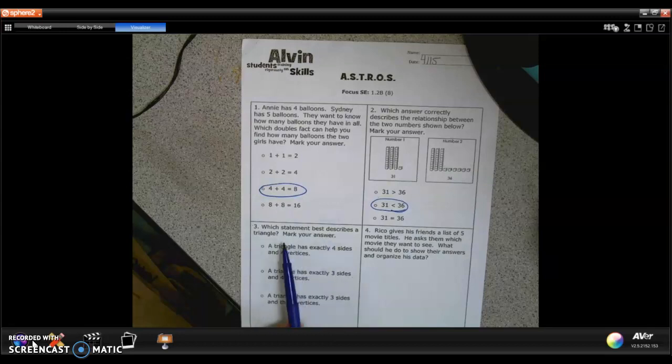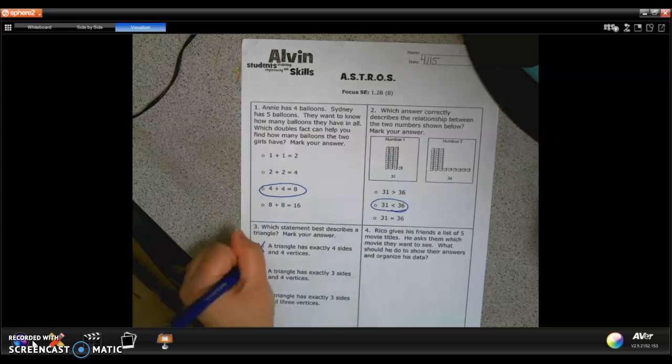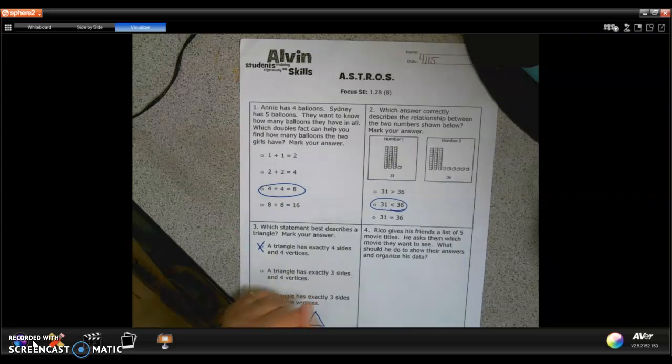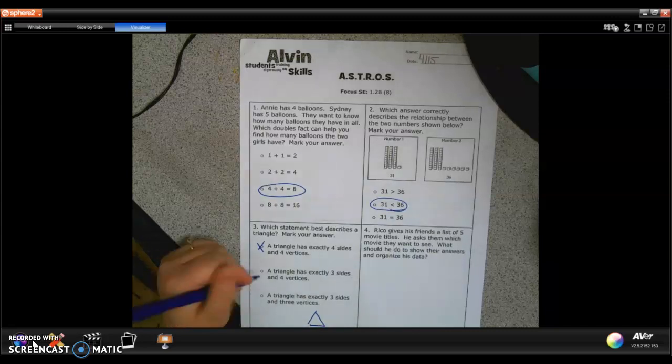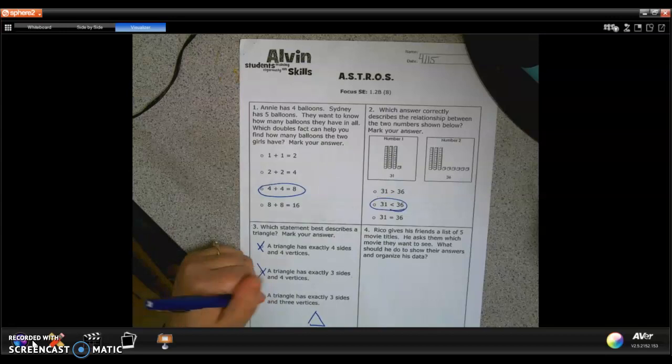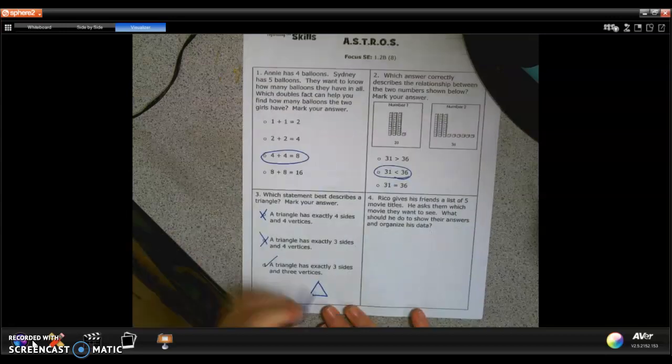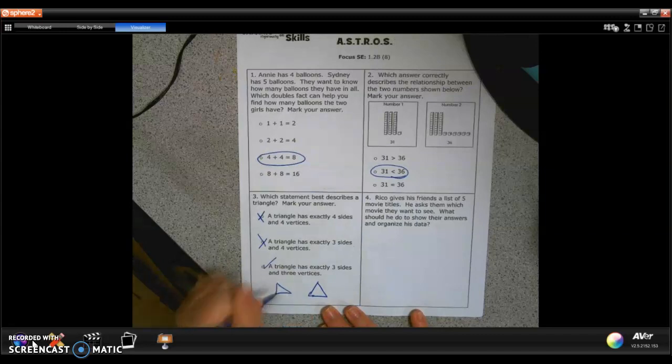Which statement best describes a triangle? Mark your answer. A triangle has exactly 4 sides and 4 vertices. Nope, a triangle does not. I'm going to in fact draw a triangle to help me remember my facts about a triangle. A triangle has 3 sides and 4 vertices. No, a triangle has exactly 3 sides and 3 vertices. Yes. A triangle can look like this, or it can look like this, but it must still have 3 sides and 3 vertices.